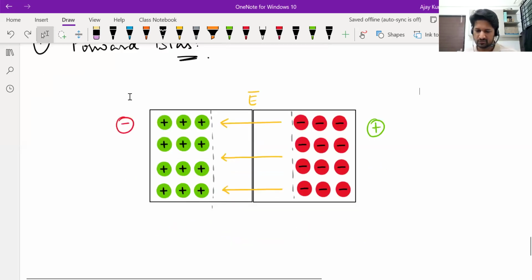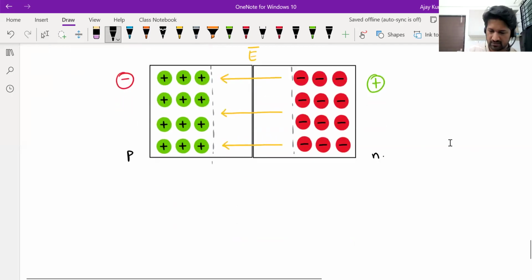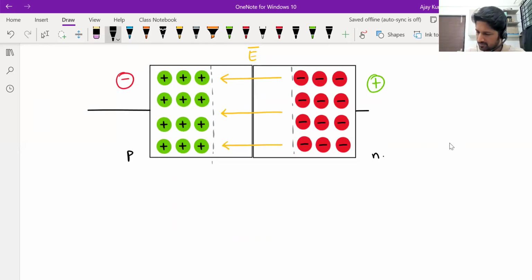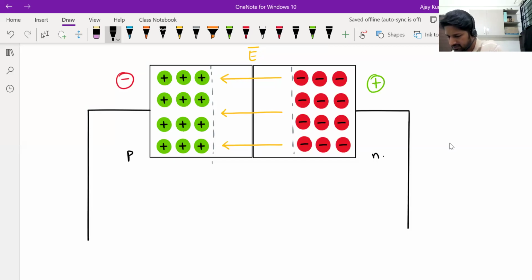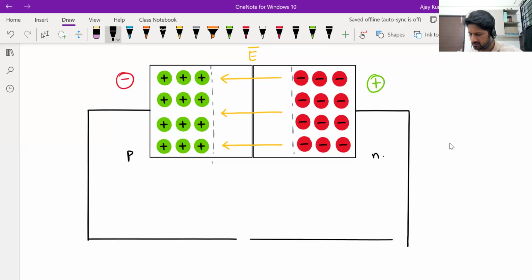Right. So it is clear that this is the P side, this is the N side. Now, if you want to make the PN junction forward biased, forward bias means favoring the diffusion process. How do you favor the diffusion process? By weakening this electric field. So you will have to create another external field which is opposite to the existing one. That's all. And you can do that by applying a voltage across the PN junction.